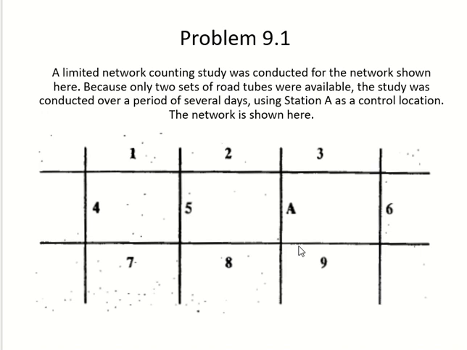So we have a new network now. We have 10 segments. Location A, control count. Other 9 locations, coverage counts. On location A, they will do the full count. On other locations, they will do part of the count. Now let us see, they are doing it using pneumatic road tubes. Again, they have only 2 sets of tubes, so at a time, they can only do it at 2 locations. Clear?